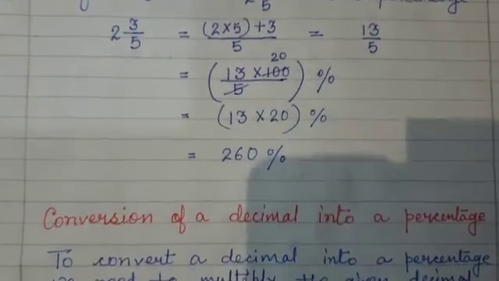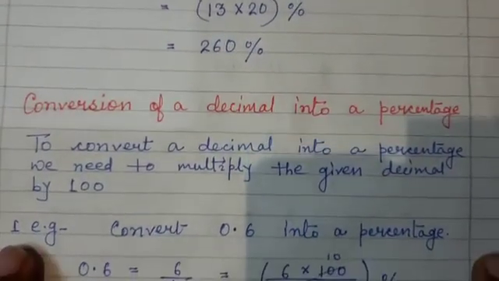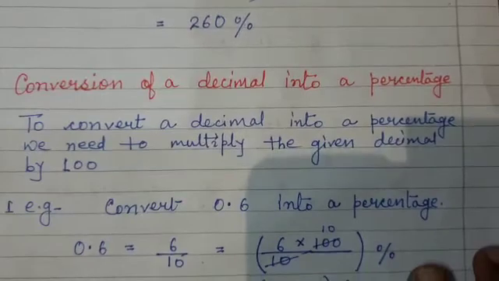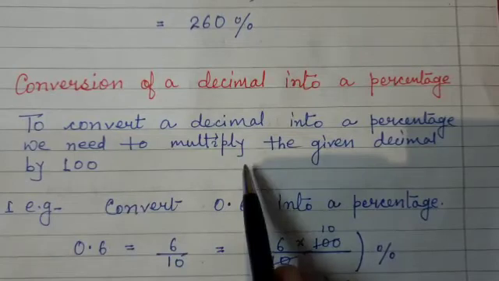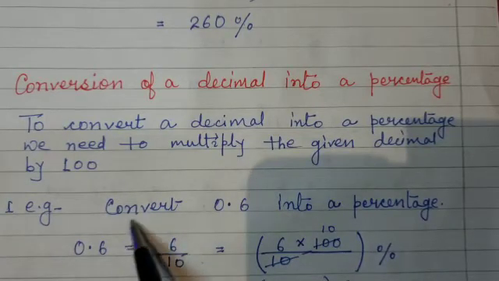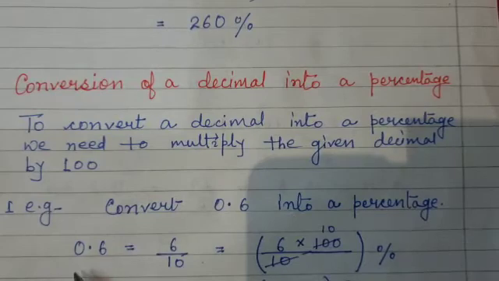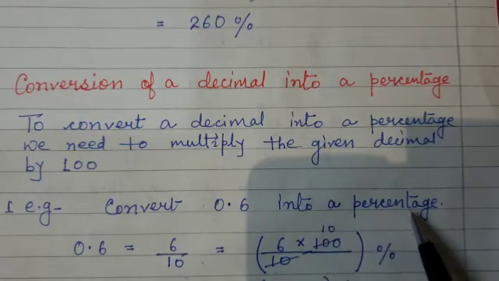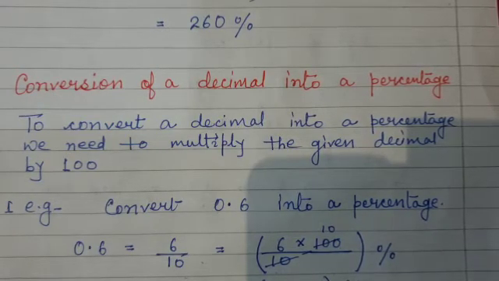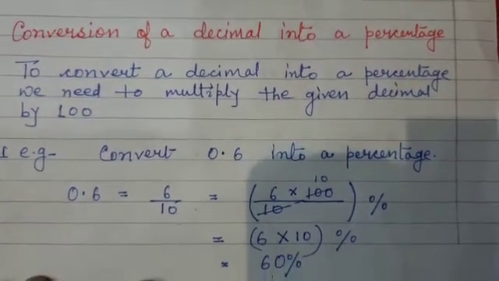Now, the topic is conversion of a decimal into a percentage. To convert a decimal into a percentage, we need to multiply the given decimal by 100. Like, convert 0.6 into a percentage. 0.6 means 6 upon 10. So, therefore, 6 upon 10 into 100. And we know that 10 tens are 100. Finally, it is 6 into 10. And as we are converting into a percentage, the symbol will be applicable here. Finally, the answer is 60. 6 into 10 is equal to 60%.